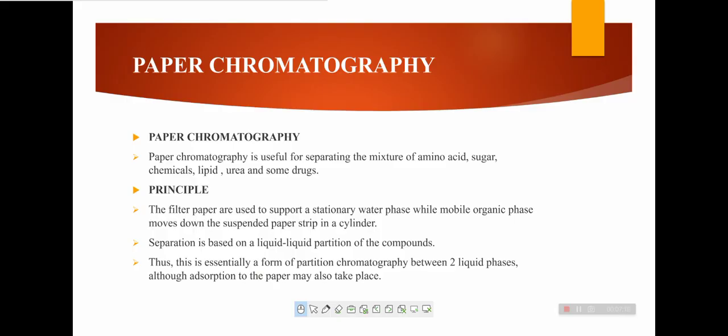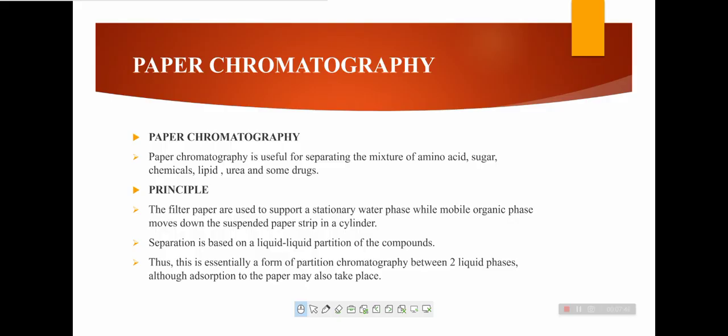So, paper chromatography is useful for separating mixtures of amino acids, sugars, chemicals, lipids, urea and some other drugs. As the name implies, paper chromatography is performed on filter paper, which is used to support a stationary water phase, while the mobile organic phase moves down the suspended paper strip in a cylinder. The separation in paper chromatography is based on liquid-liquid partition of the compound.